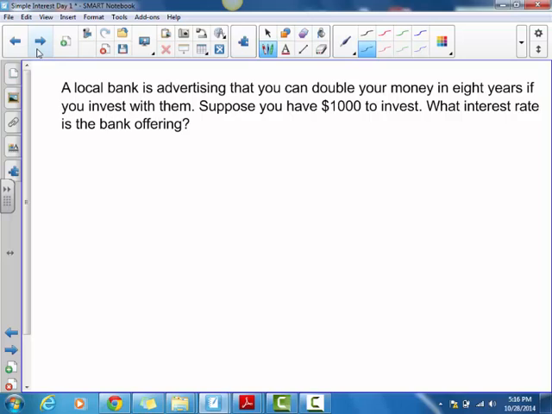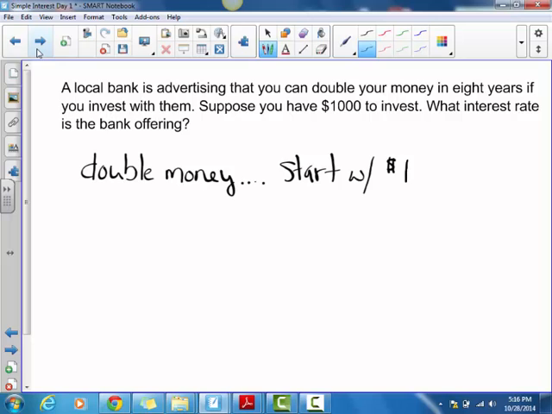A local bank is advertising that you can double your money in 8 years if you invest with them. Suppose you have $1,000 to invest. What interest rate is the bank offering? Well, let's see. Double my money. If I start with 1,000 and I want to double that, that means that my total, or the ending amount, will be 2,000. 1,000 times 2 is 2,000.